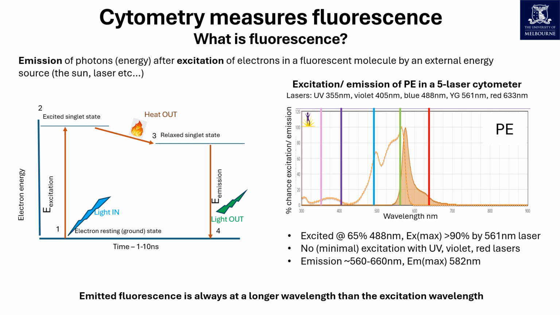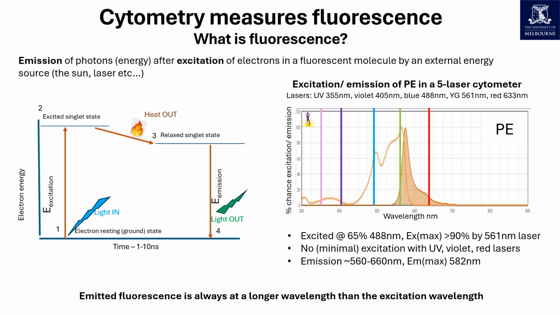Excitation refers to the range of energy that can energize electrons to their maximal energy state. Excitation max, EX max, is the optimal wavelength of energy that causes the greatest amount of electron excitation for a given fluorochrome. For PE, we can see that UV, violet, and red lasers do not excite PE. The blue laser excites PE at approximately 65% efficiency, while the yellow-green laser excites PE at greater than 90% efficiency.